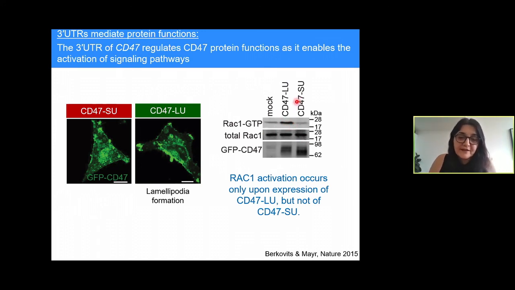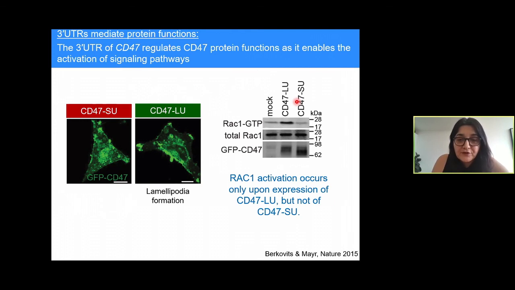And we were really excited about this because we think this is a really remarkable finding, because remember, the coding region of these constructs is identical. So the protein that is made is the same. The only difference that we have in these constructs is the 3'UTR. So that means that the 3'UTR can actually regulate the function of the protein, because only CD47LU, the protein made by the long 3'UTR isoform, is able to activate a downstream signaling pathway, whereas CD47SU is not able to do that. So there is a clear functional difference, and this functional difference depends on the presence of the long 3'UTR.